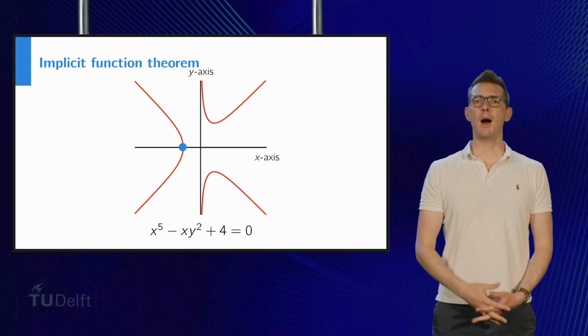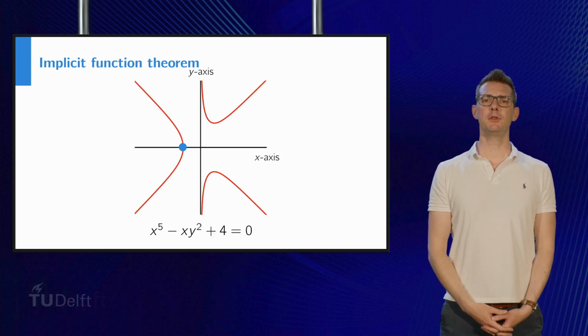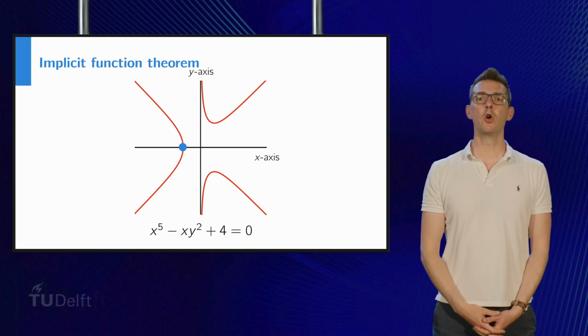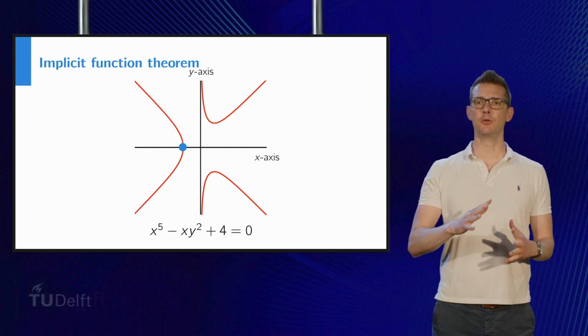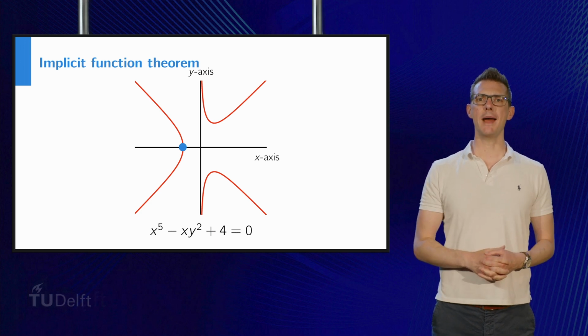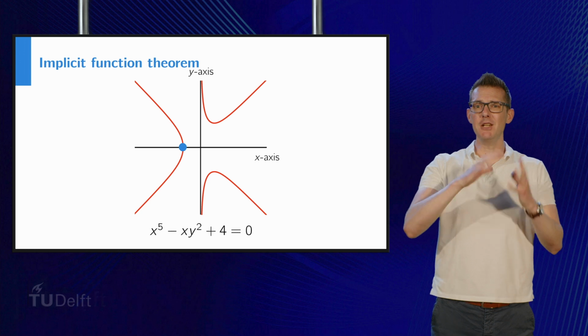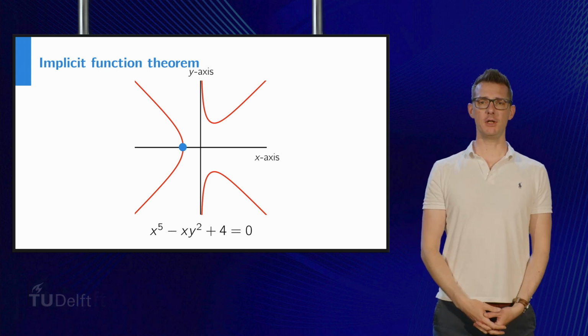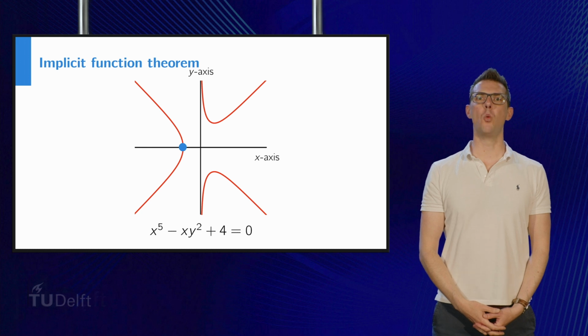Now you might wonder why it is important that the partial derivative with respect to y is not zero. Well, let us take one more look at the previous graph. The partial derivative with respect to y in the blue point is equal to 0, and indeed it is impossible to describe y as a function of x near this point, because we will always have x values for which there are multiple corresponding y values.